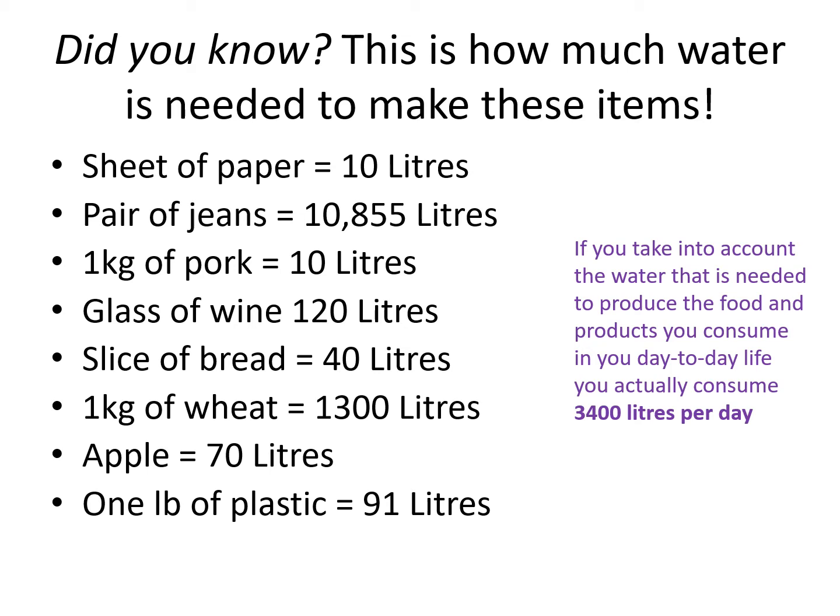Even an apple requires 70 litres of water. The tree will have taken that up in order to produce the apples. A pound of plastic, 91 litres. So all these products, and that's just a few, require thousands of litres. So actually when you think about your water footprint, you can't just think about the water that you see, it's the water that you don't see as well.